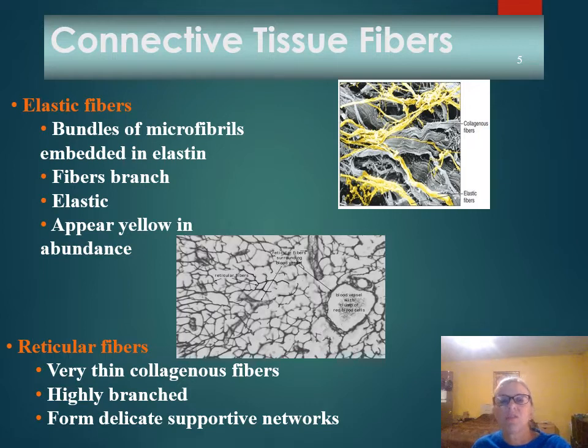Next we have reticular fibers, and these are very thin collagenous fibers, so there's still collagen here. They have lots of branching and form very delicate networks in tissues in areas like the spleen.